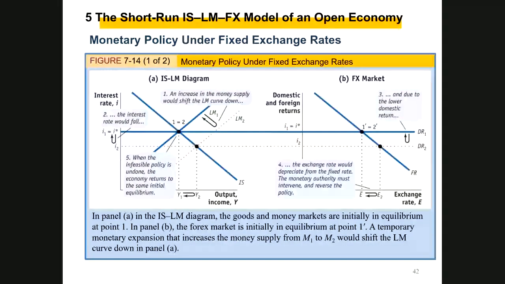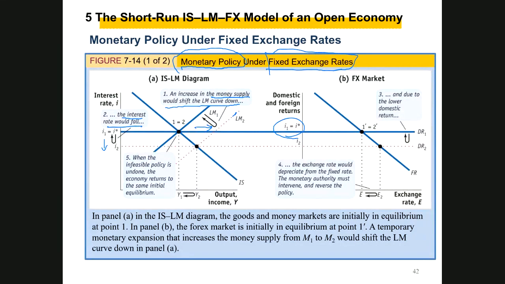Okay, what about the monetary policy, expansionary monetary policy under the fixed exchange rate regime? So remember, the fixed exchange rate regime means the exchange rate is pegged on a certain level, right? So an increase in the money supply will shift the LM curve down, or shift the LM curve to the right. This is the same. So the interest rate will fall, right? So this is the same as well. So interest rate will fall.